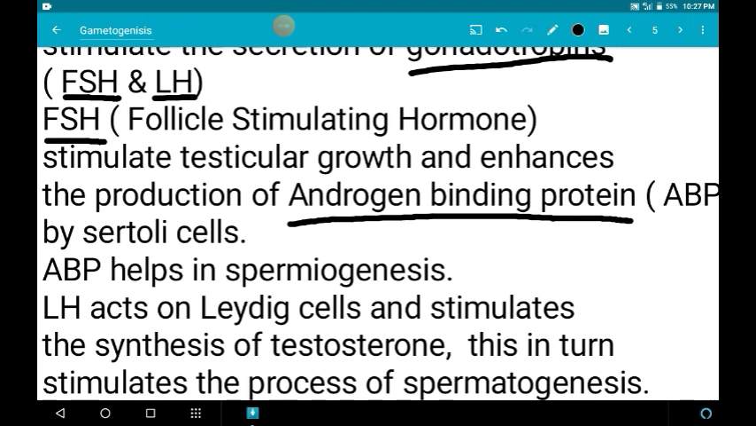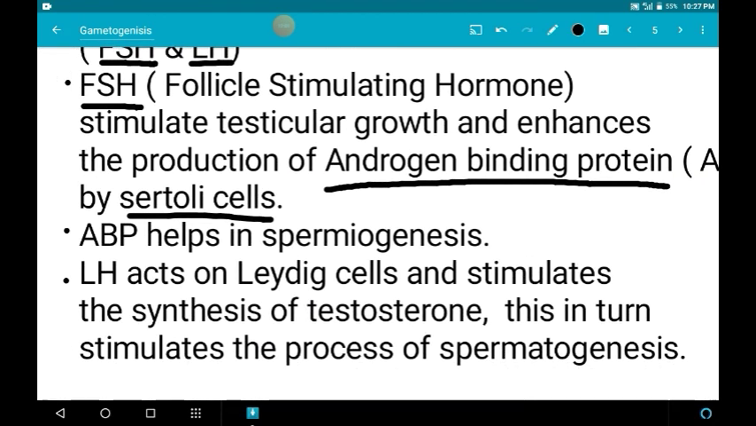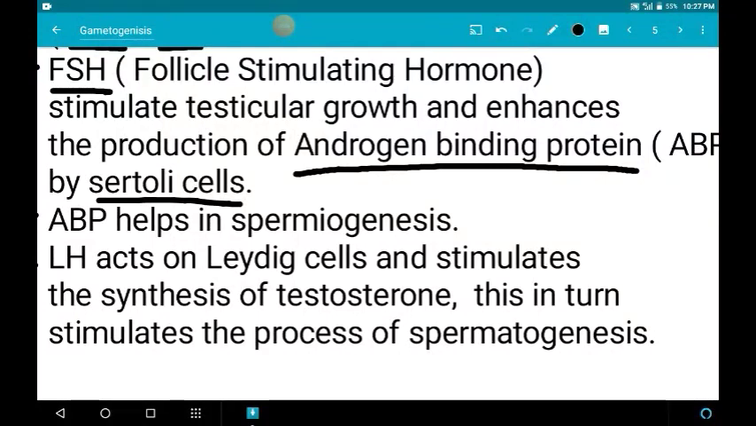In addition to the development of testes, it also enhances the production of androgen binding protein by Sertoli cells. What is the use of this androgen binding protein? It helps in spermiogenesis. What do you mean by spermiogenesis? That is the transformation of spermatid into mature spermatozoa or sperm. For this process, what is needed? The androgen binding protein, which is secreted by Sertoli cells.